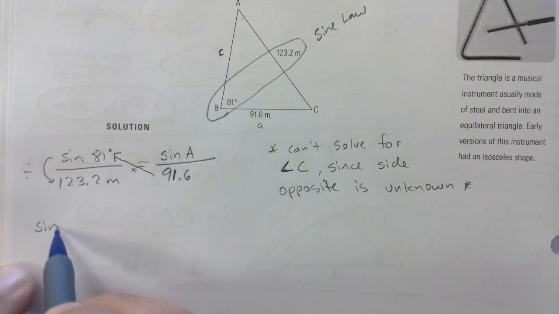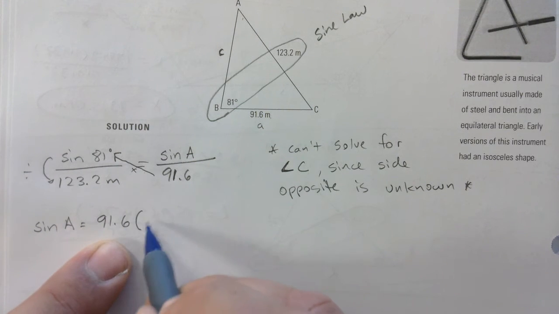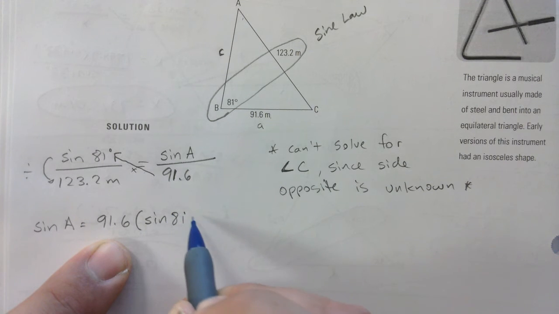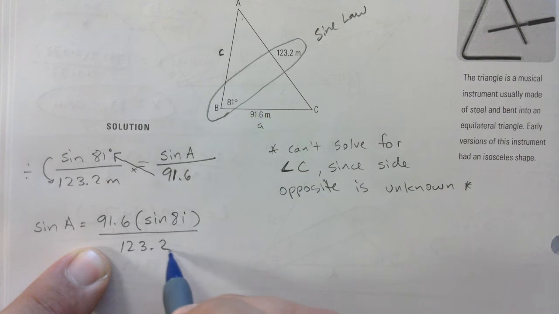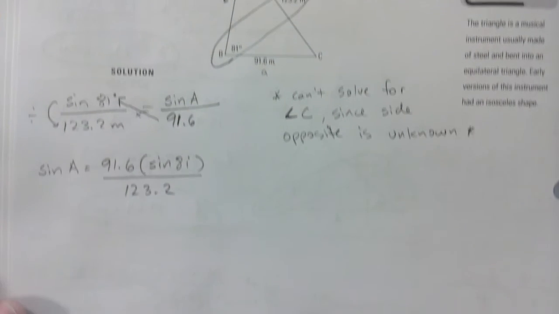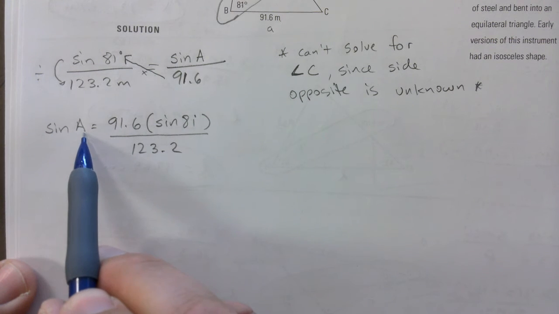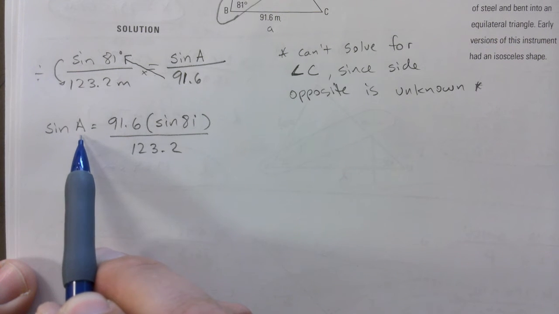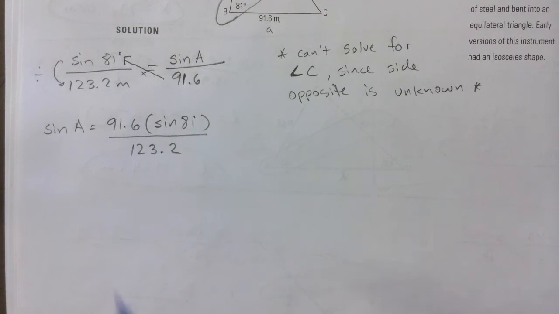So we go sine of A is equal to 91.6 times sine of 81 divided by 123.2. Make sure you have that step, not just A, but sine of A. This needs to be glued together. An angle always goes with sine or cosine. Never will you see an angle just sitting by itself in a setup.